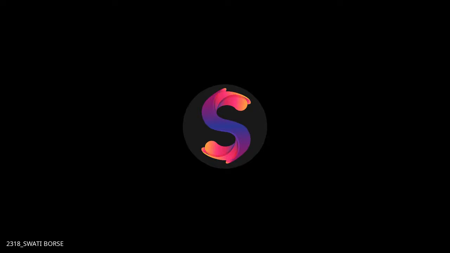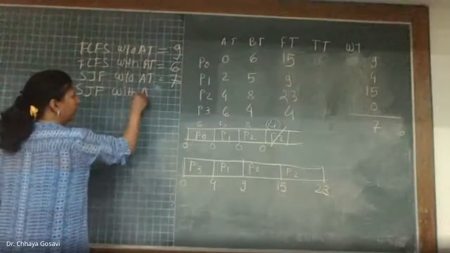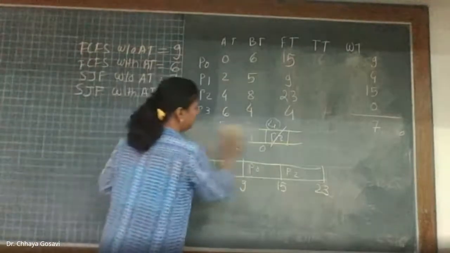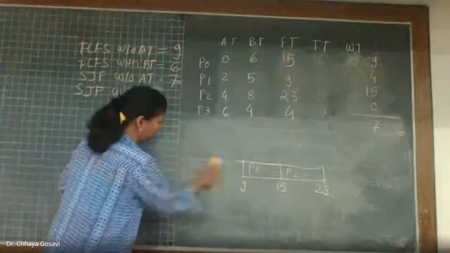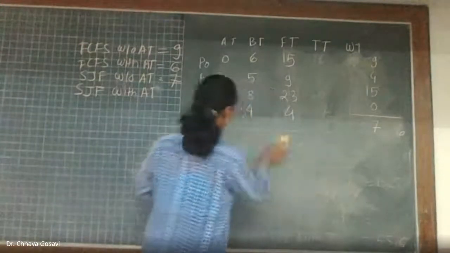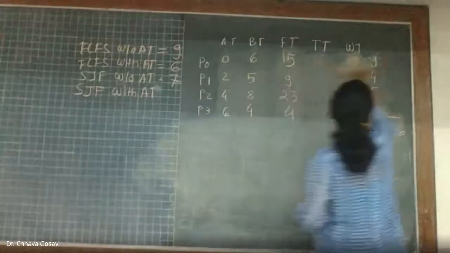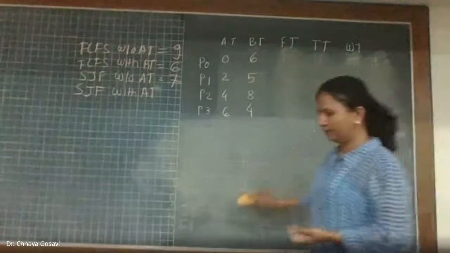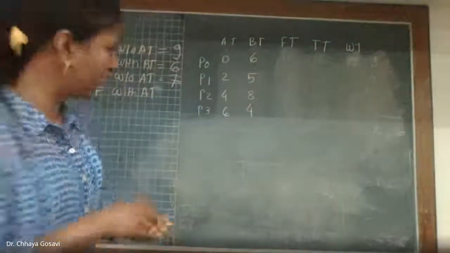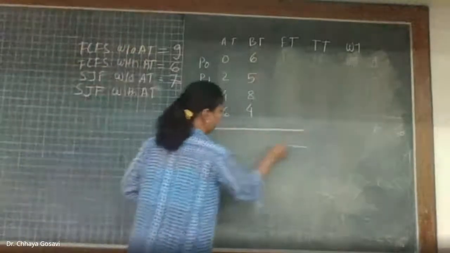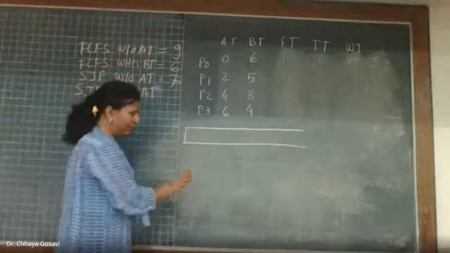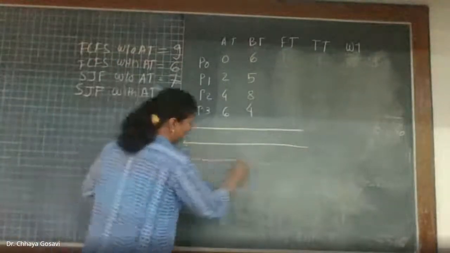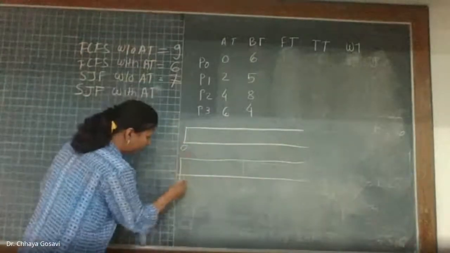Now we consider SJF with arrival. With arrival time. Now look at this example very carefully. But it will give you same output. So here we are considering arrival time. So whenever we consider arrival time, note that you have to start with 0. And let the scheduler check which process arrived at 0.